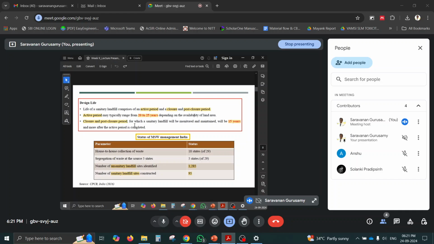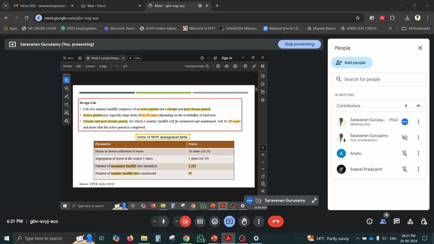Then the closure and post closure period for the sanitary landfill. It should be monitored properly and maintained. So 15 years is called the post closure period, and after the active period of 20 to 25 years, for the next 15 years we have to monitor. Only then can we allow human habitation in the landfill area. So once it is closed after the 20 to 25 years active period, it will look like a hill with a proper cover and all.